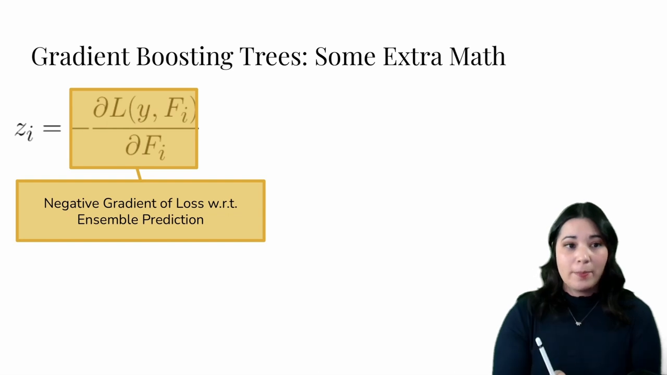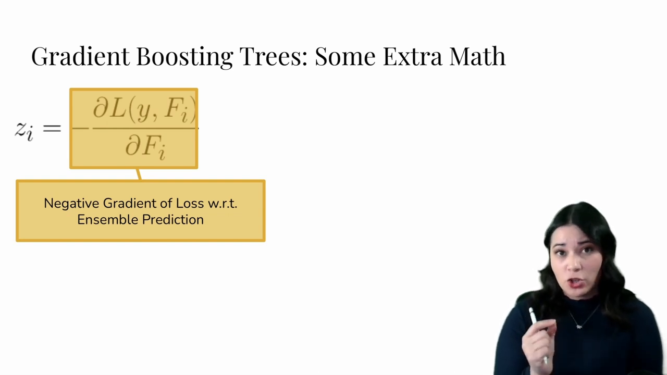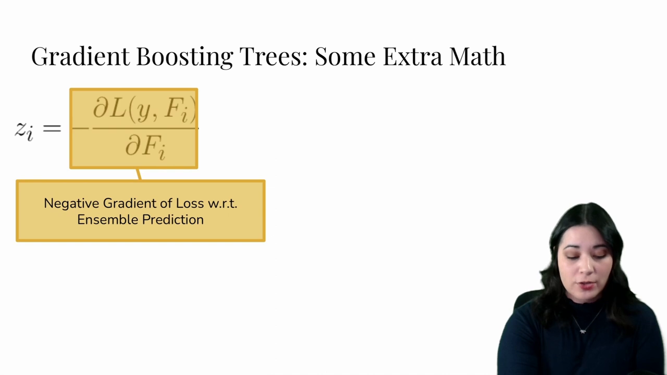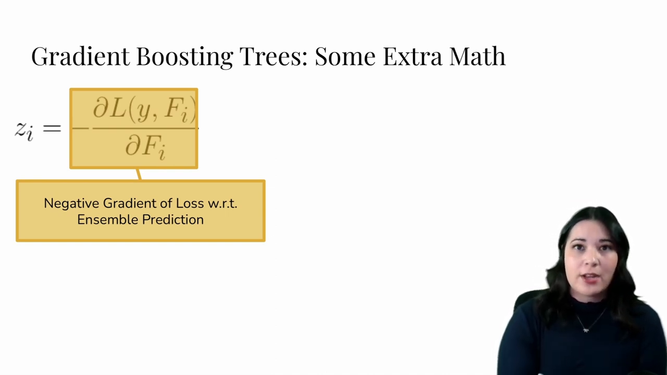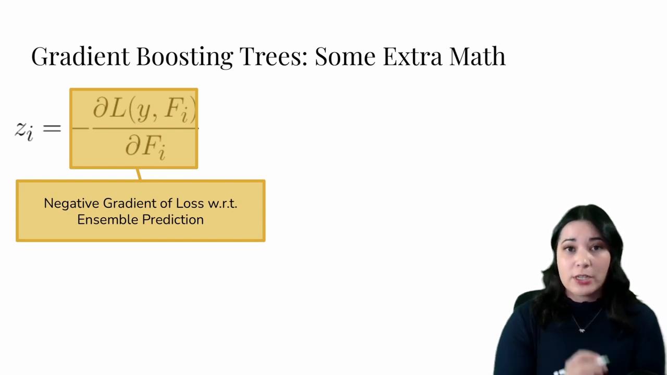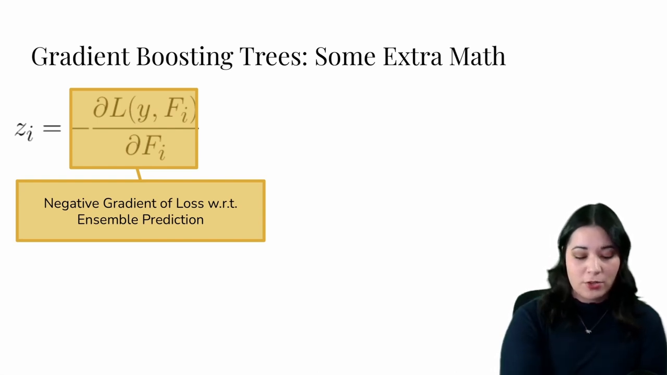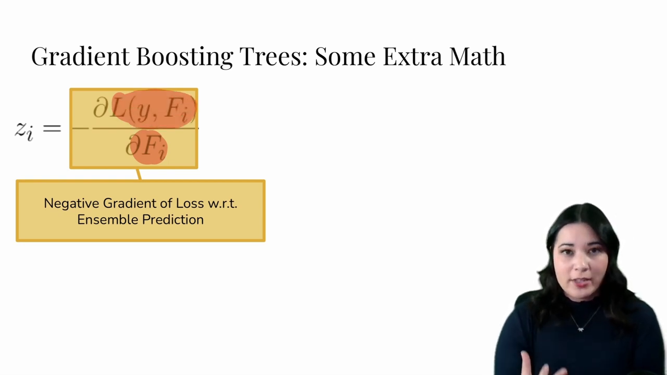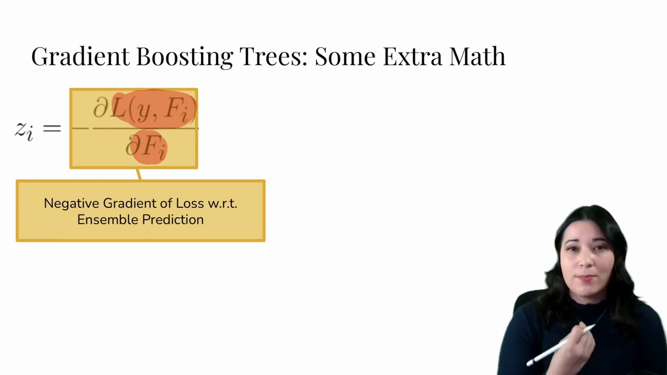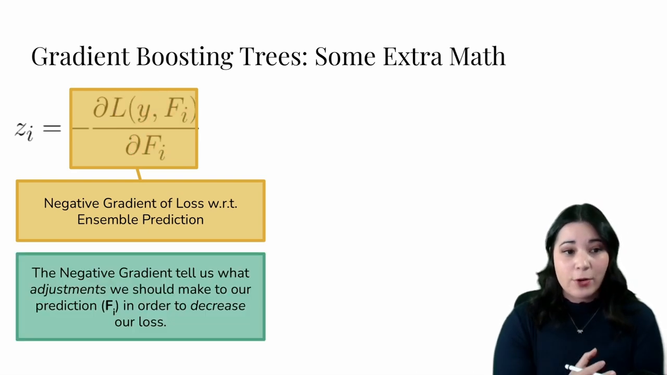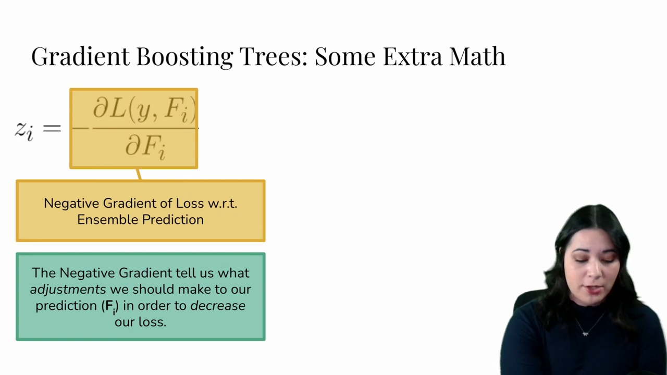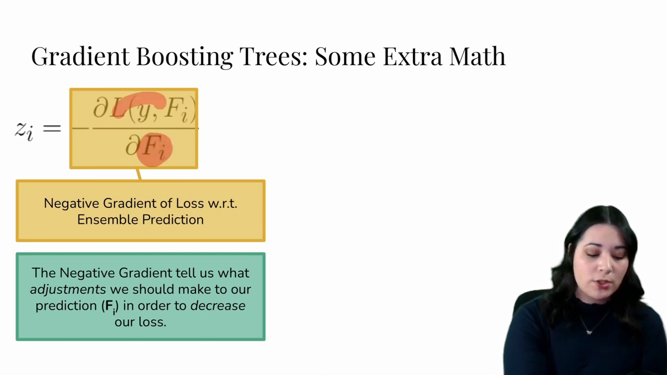All right, so remember, we said that in general, we are going to have each tree in our gradient boosting tree ensemble predict the negative gradient of the loss with respect to the prediction. Remember, gradients are just partial derivatives, so this means how do we change our prediction in order to reduce our loss? In other words, what can we add to our tree in order to make our prediction better? Negative gradients tell us what adjustments we could make to our prediction in order to reduce the loss.